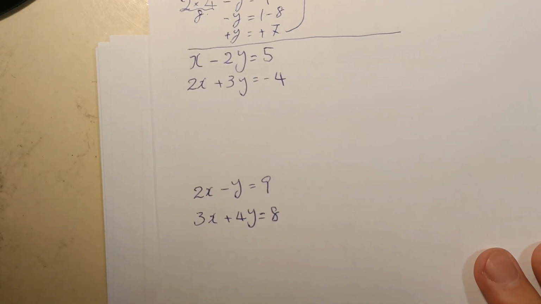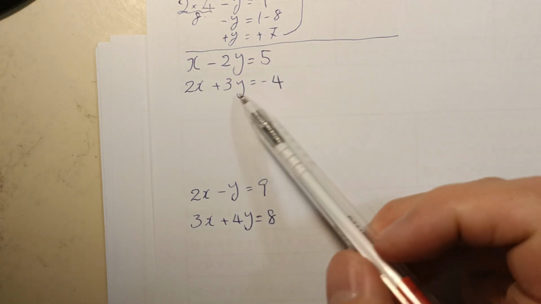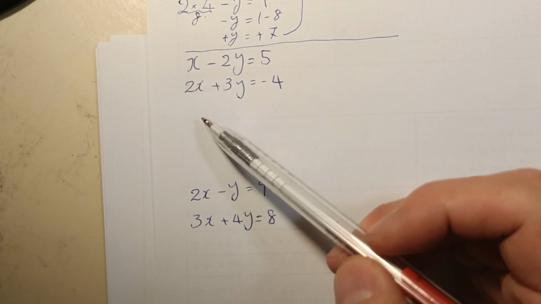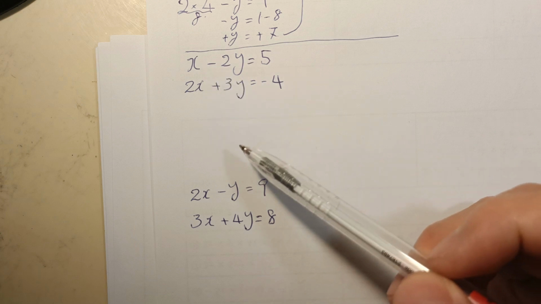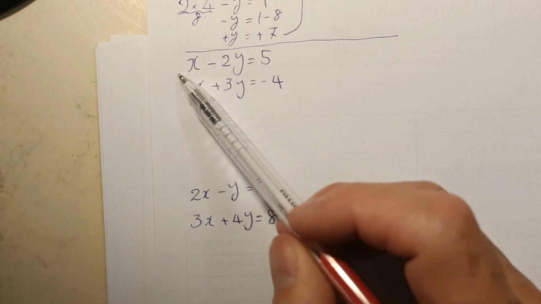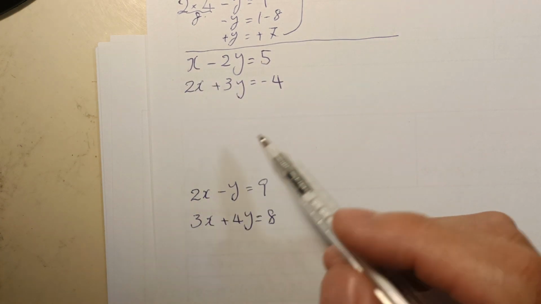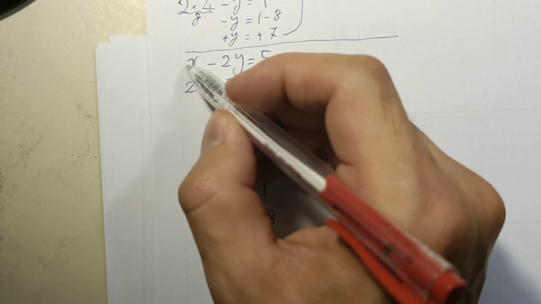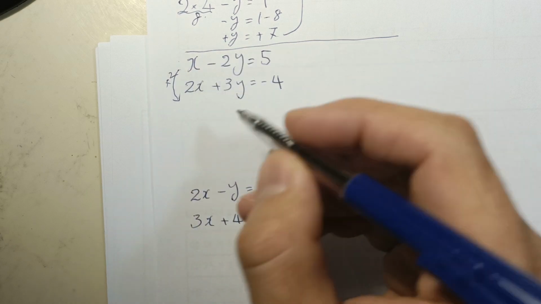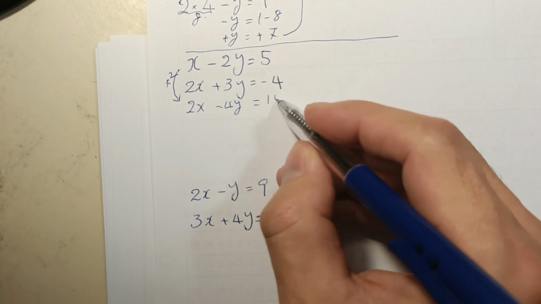Right? Next question. If you look at this one, there is a problem. This is not the same variable. No, I mean same coefficient. How can you deal with this one? In this case, you can make the same coefficient here by doubling the top equation. So if you double this one, I write this one, double this one, 2x minus 4y equal 10.